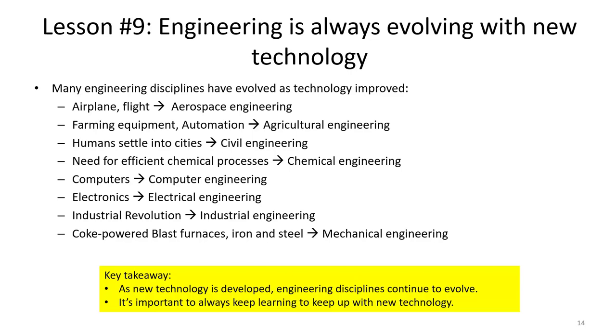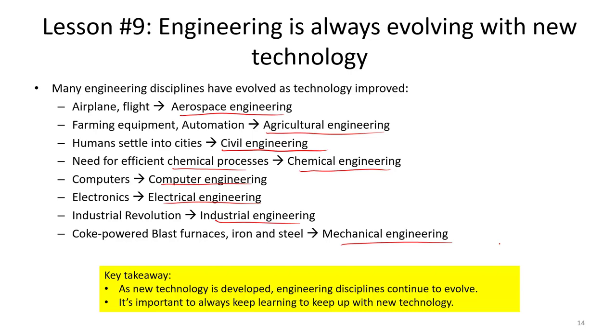For example, airplane and flight led to aerospace engineering. Automation in farming led to agricultural engineering. We talked about civil engineering, how cities and human settling made civil. Also, when chemists and engineers teamed up to make efficient chemical processes, that led to chemical engineering. Computer and electrical engineering developed with computers and electronics, and similarly, even the industrial and mechanical engineering developed as part of the Industrial Revolution and all the iron and steel.